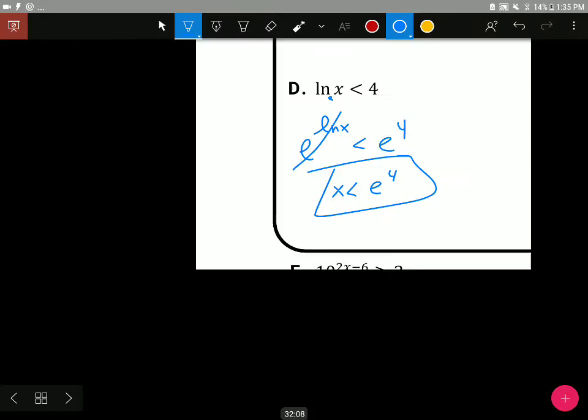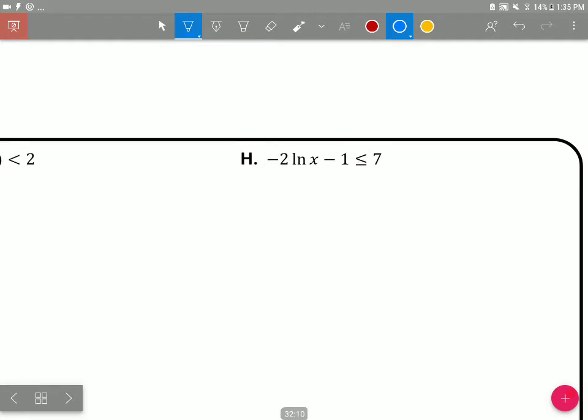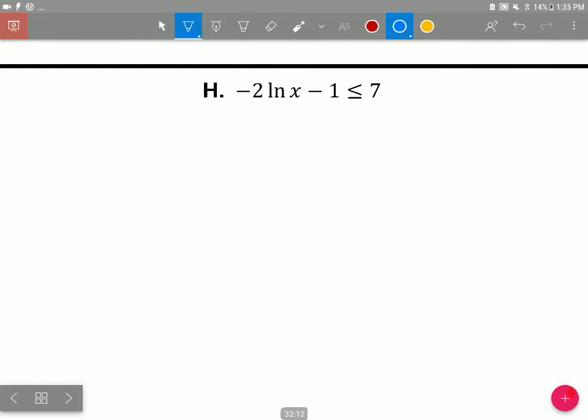Let's go down to letter H, because it highlights something that we need to be worried about. So first things first, I got that log, and it's a base e. So can I go ahead and do both sides with a base of e? No. I wouldn't suggest that, exactly. What do I need to do first?